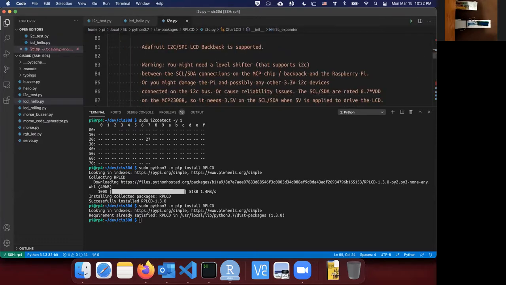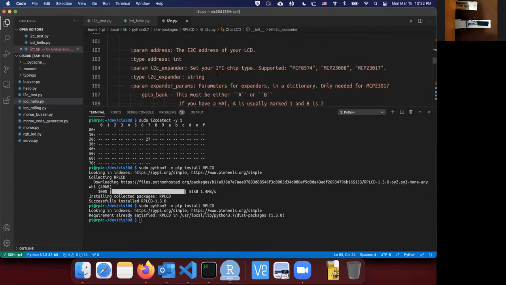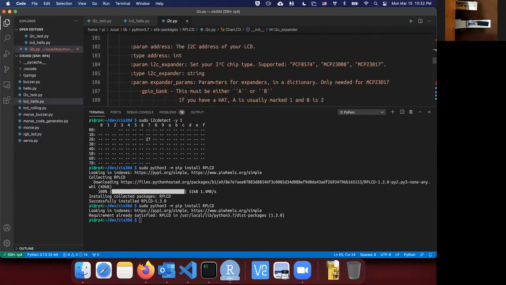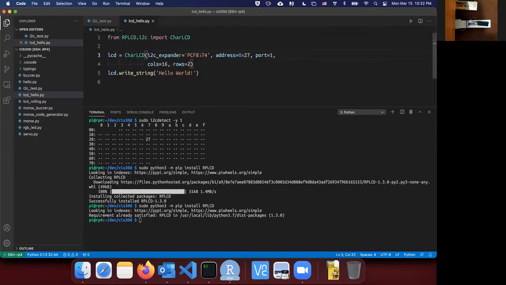Let me see if we can find it in the documentation. The documentation says there are three kinds accepted: MCP23008, MCP23017, in addition to the PCF8574 that I'm using here. This is what I have. I suppose yours might be the same, but just make sure. So provide this value to the i2c_expander.